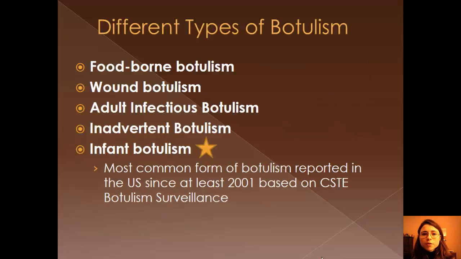There are 5 different types of botulism. Foodborne botulism, which is the one you most commonly think about when you think of botulism. Wound botulism. Adult infectious botulism, which is often associated with nosocomial infections of adults who have had GI surgery. Inadvertent botulism, which is often an overdose of Botox or pharmaceutical botulinum toxin. And then there's also infant botulism. That is actually the most common form of botulism reported in the U.S. since at least 2001, when the Council for State and Territorial Epidemiologists began tracking botulism.